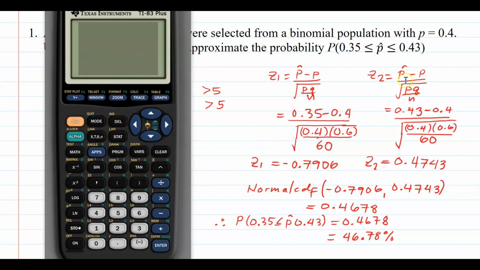Now our z2 is p hat minus p over the square root of pq over n. Our p hat is 0.43, our p is 0.4, and we divide by the square root of 0.4 times 0.6 over 60. So 0.4 times 0.6 divided by 60, and then we take the square root of this number. I have that value, which will be the denominator. Then I subtract 0.43 minus 0.4 and divide the result by the denominator, and I got 0.4743. So z2 is 0.4743.